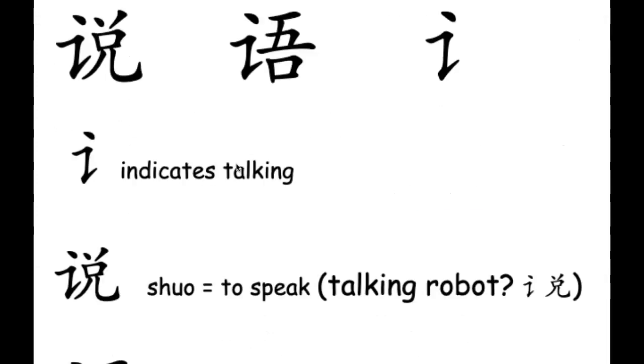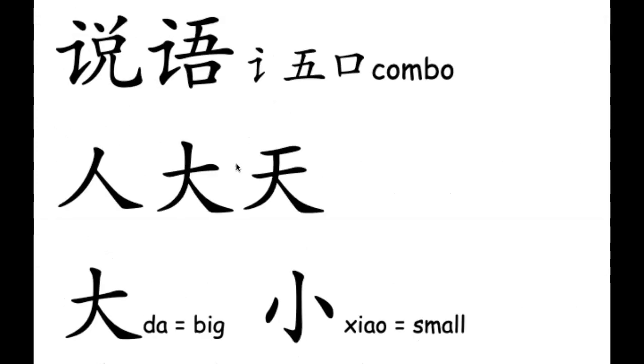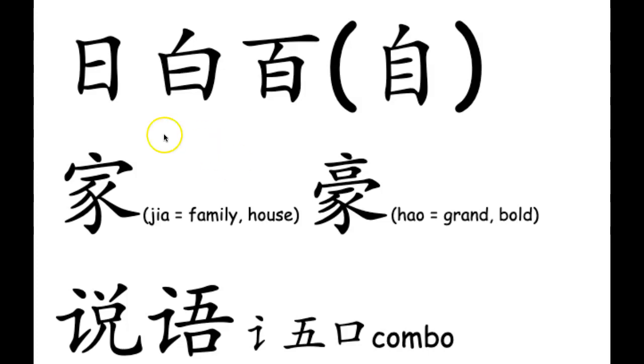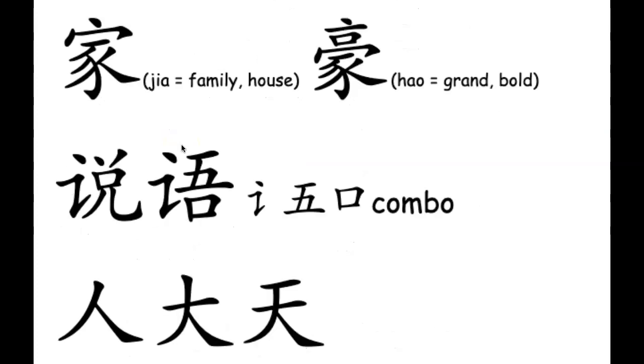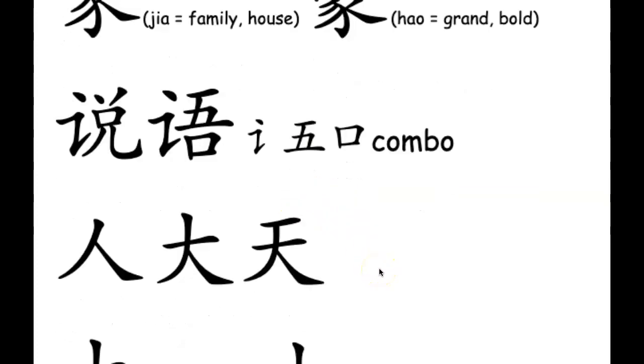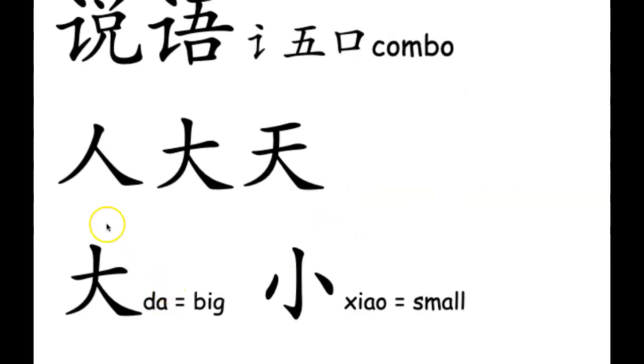Look at characters and always look for the pieces. As the characters build and get more complicated, look for the pieces and how the meanings are hidden, or maybe they're obvious to you, whatever, in those pieces. If you have different meanings, that's okay. Just find a way to remember this is a person, this is big, ren is a person, da is big, and tian is sky or heavens or day.